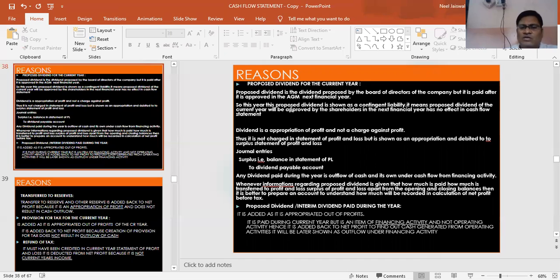So when I say that the effect is shown this year only, it means the previous year's proposed dividend will be taken in the NPBT calculation. That previous year's dividend will be considered as a financing activity and will be subtracted in the financing activity. When we do that, you will understand. Interim dividend is the dividend which is paid during the year, and it has the same treatment as the proposed dividend of the previous year. We add it back in NPBT and we write it in the financing activity as a subtraction.